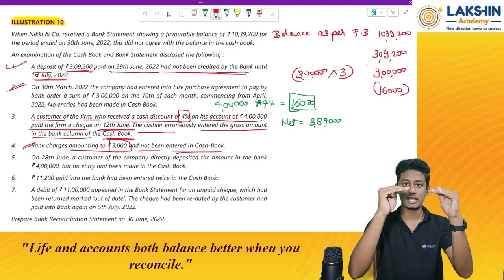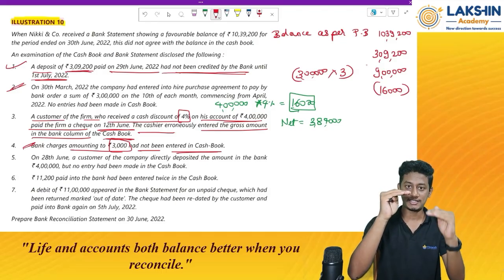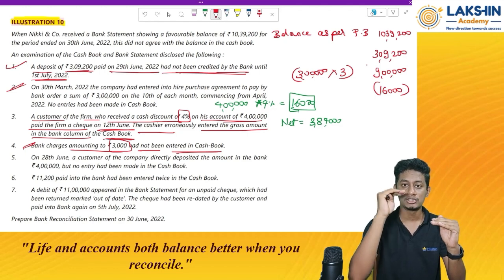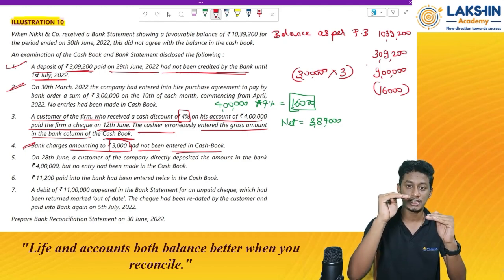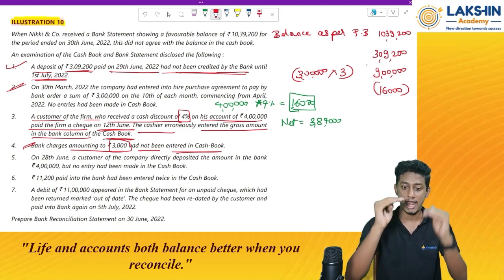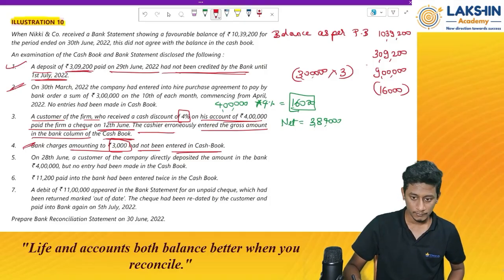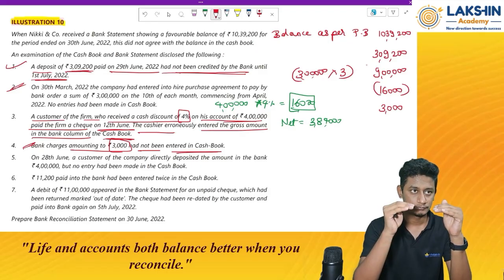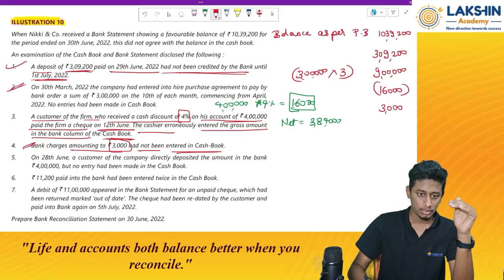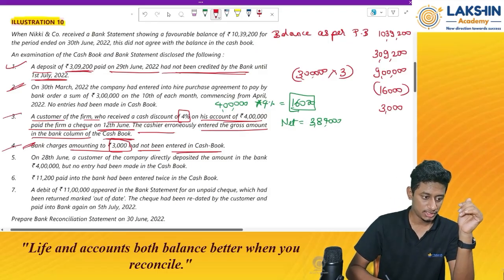Then bank charges amounting to rupees 3,000 had not been entered in the cash book. So both were equal. The bank has charged the bank charge, so the passbook balance has reduced. But has the entry been done in the cash book? No, the entry is still to be done in the cash book. So both are not matching. So to match it, I should add 3,000. This is done.